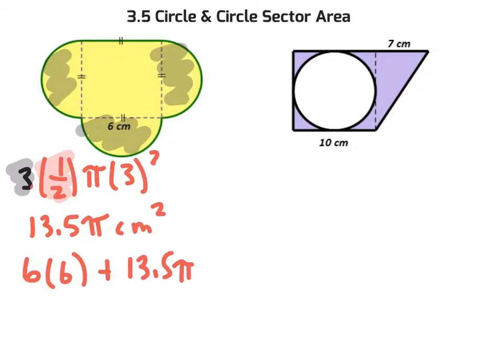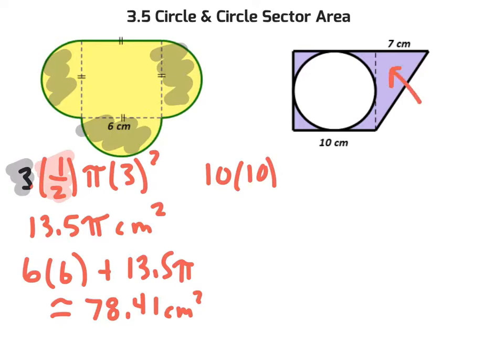Now, all of that is 36 plus 13.5 pi, but let's just do a quick calculation here on the fly to get a decimal equivalent. That is approximately 78.41 centimeters squared. The next one will be a square, a 10 by 10 square. You see it, it will be a triangle. Actually, we could do this as a trapezoid. I've already started it this way. Let's keep going, though. 7 times 10 divided by 2. And then I'm going to subtract a circle, a full circle, which is pi r squared.